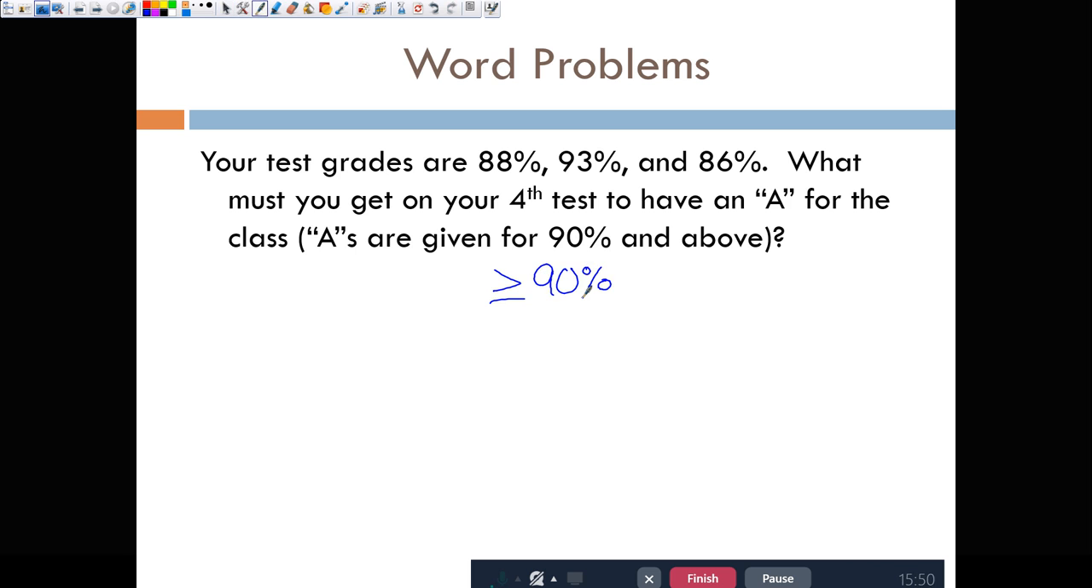To find the average of something, what do we do? We add them all up and we divide by how many there are. So I'm going to take 88 plus 93 plus 86 plus my x, because I'm taking a fourth test. And so this is 4 things that I'm going to be dividing by. I need to combine like terms, so I'm going to add 88 plus 93 plus 86. And I'll get 267.